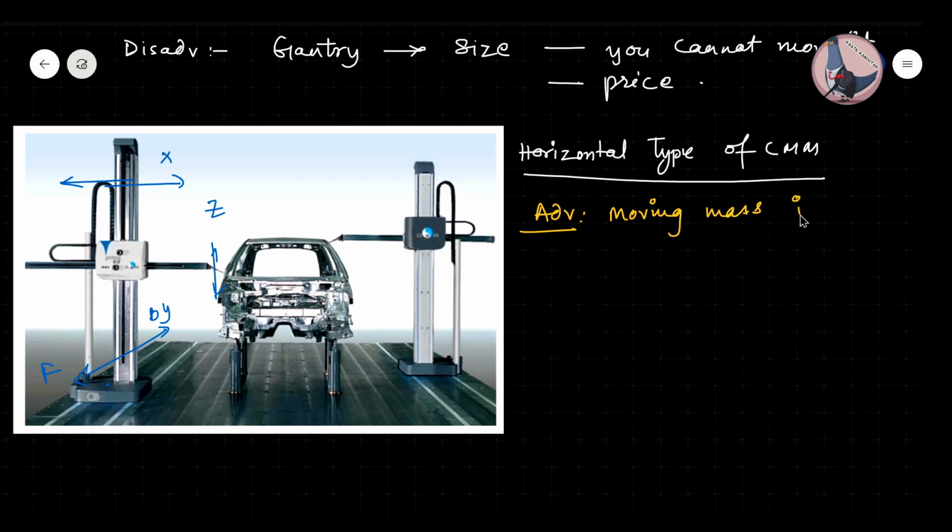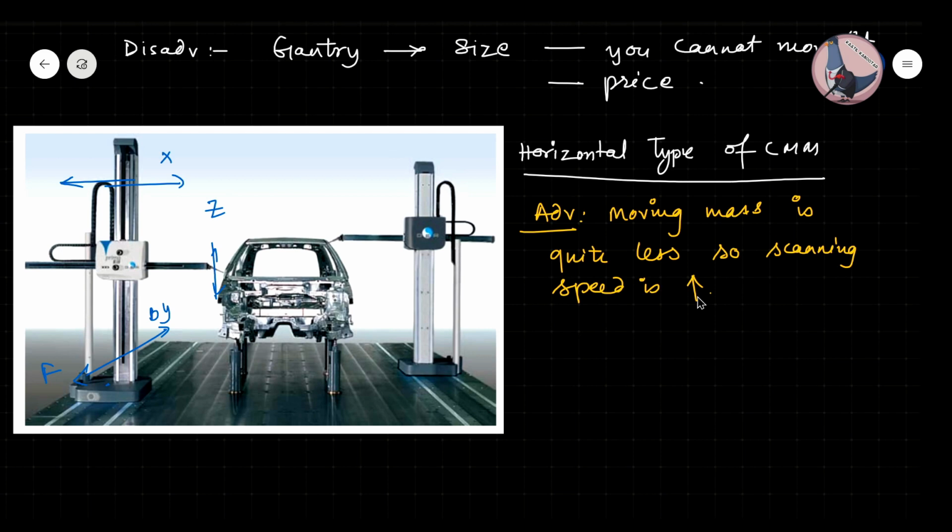Moving mass is quite less. So scanning speed is very high. Fine.